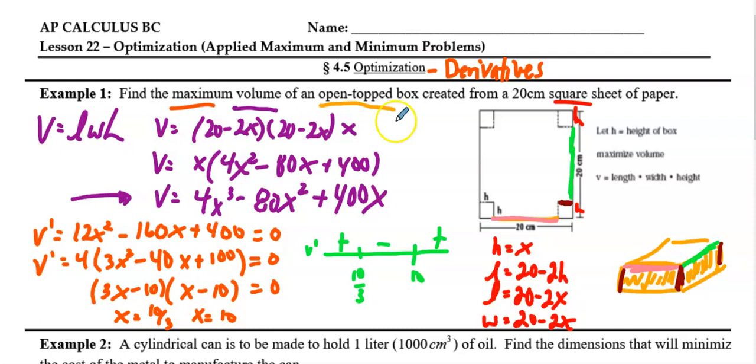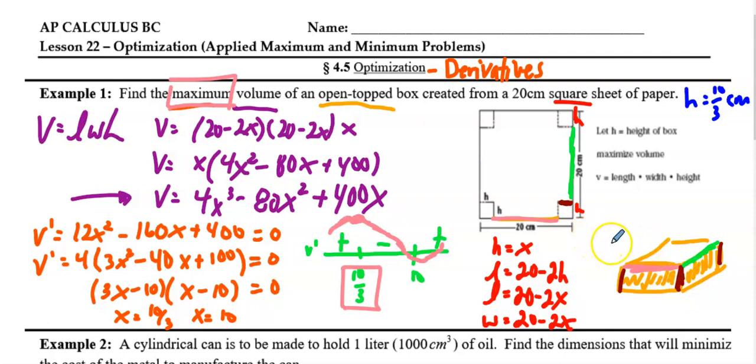So again, in the previous lesson we talked about how if my function's increasing, that just means my volume is getting larger. Then it's getting smaller, and then it's going to get bigger again. So you can see that I'm looking for the absolute maximum. So the height that I want is 10 over 3. I can now say that based on this problem and these dimensions, when my height is 10 over 3 centimeters, the volume of this box is going to be optimized.